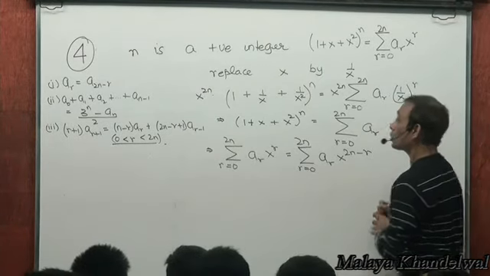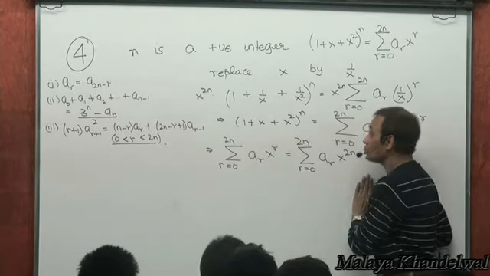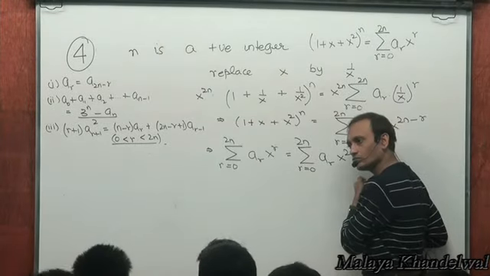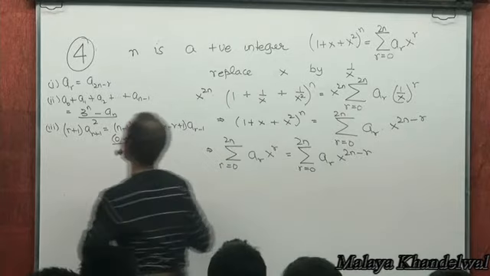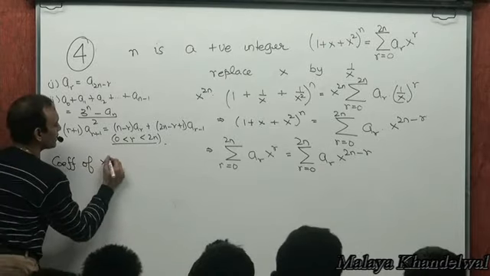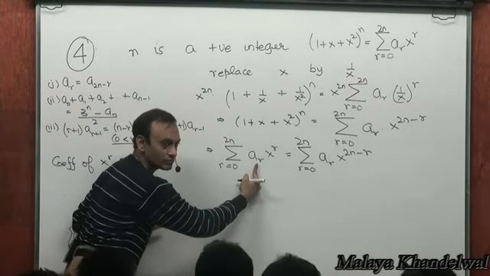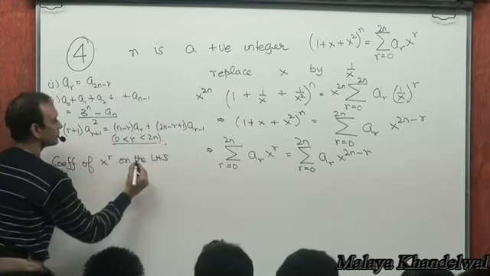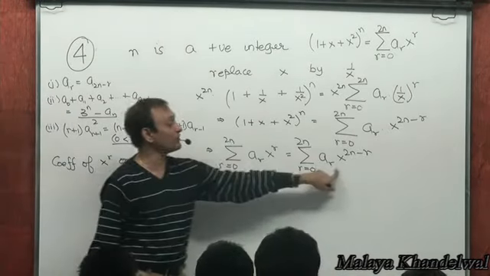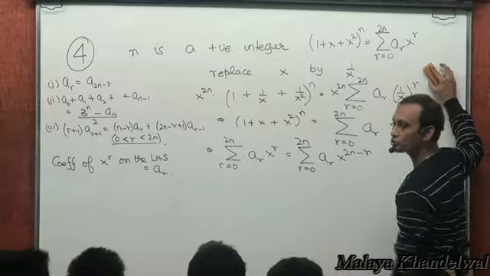Now, what's the coefficient of x power r? So, these are identical polynomials, right? So the coefficient of x power r here would be the same as the coefficient of x power r there, yes or no? What's the coefficient of x power r on the left hand side? It is simply going to be ar. And that must be the same as the coefficient of x power r on the right hand side, right?